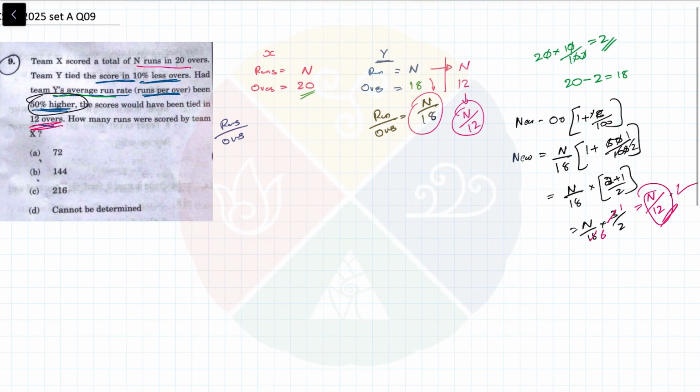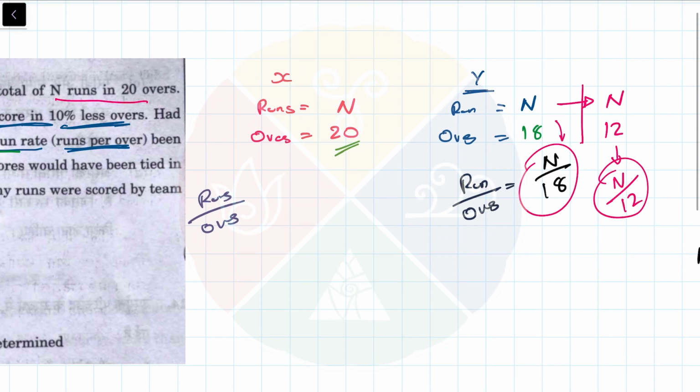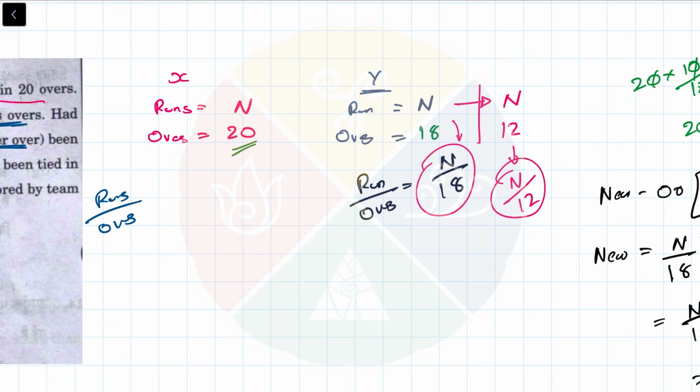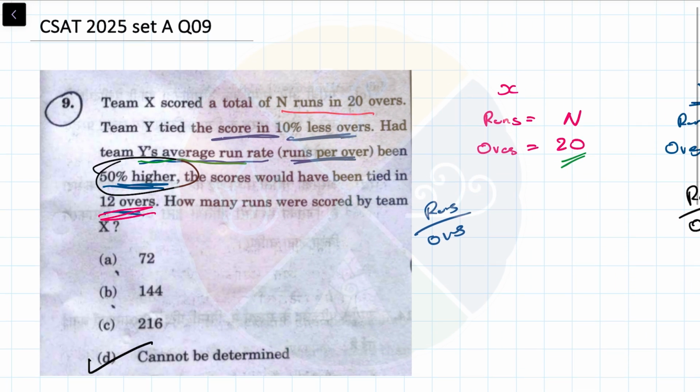So the information which they give is not enough to come to a conclusion. So the answer cannot be determined. There is no possible way to find the runs. n can be 1, 2, 3, 4, 5, anything. It can be absolutely any value. We cannot find it. So that's the answer.